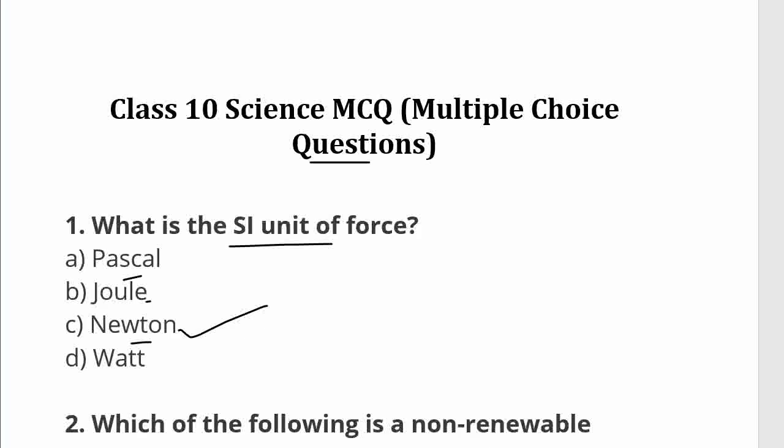1 Newton is defined as the force required to accelerate a 1 kg mass by 1 meter per second squared. It is a vector quantity, meaning it has both magnitude and direction.